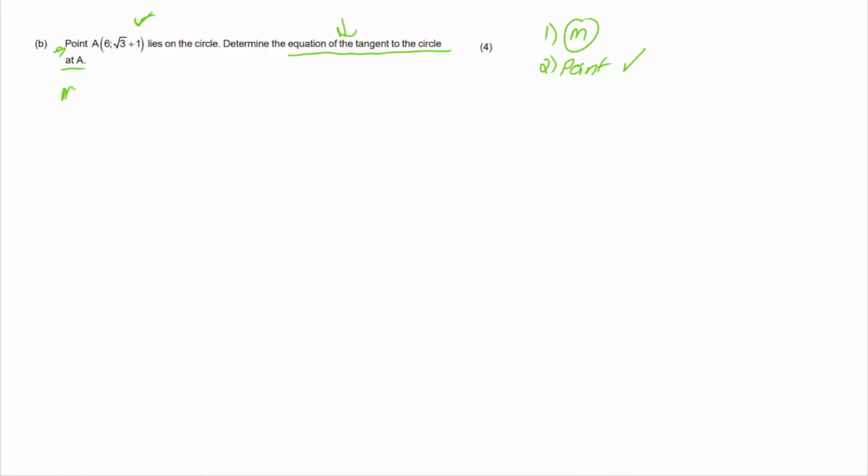So what do I need? I need the gradient of the tangent. I know the radius is perpendicular to the tangent. So I can apply this: the gradient of the tangent times the gradient of the radius is equal to -1, because they're perpendicular. So let me find out what the gradient of my radius is.